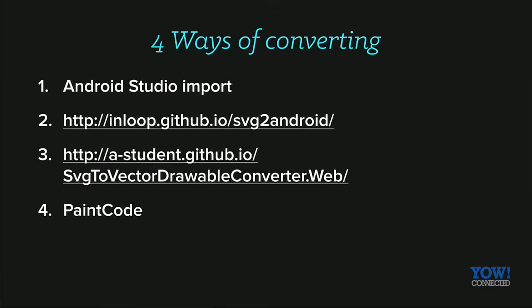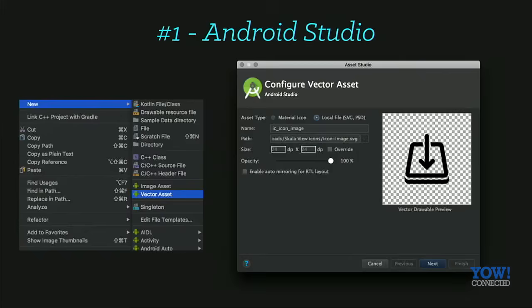There are 4 different tools out there which can convert from SVG to vector drawable. And we're going to run through them quite quickly. The first one, the most obvious, I think, as Android devs, everybody knows this one. It's Android Studio. It supports import of SVGs. You right-click, go to New, Vector Asset, and it brings up this tool that's able to import either one of Google's pre-built material icons, or you can import an SVG or a Photoshop image.